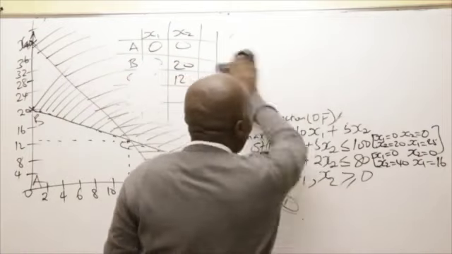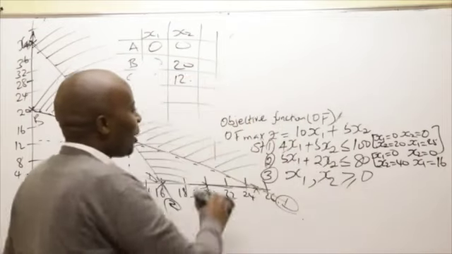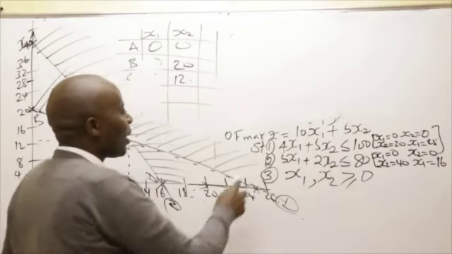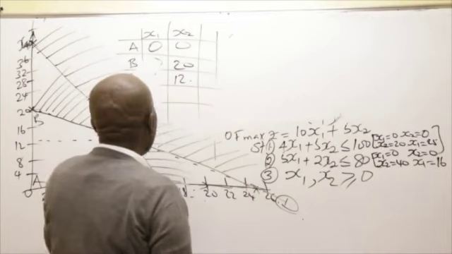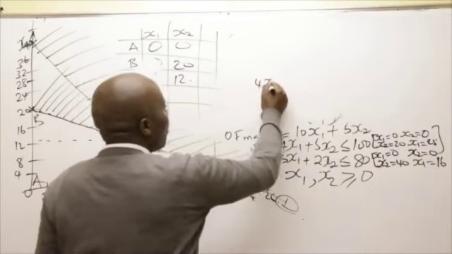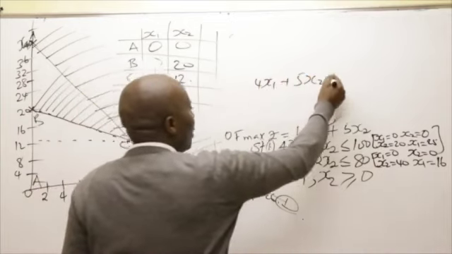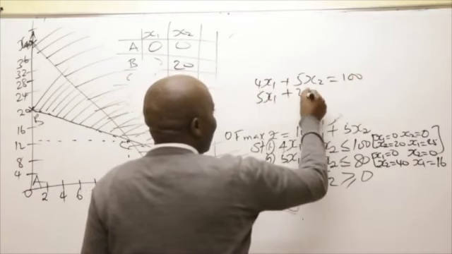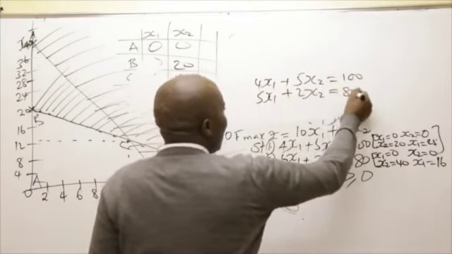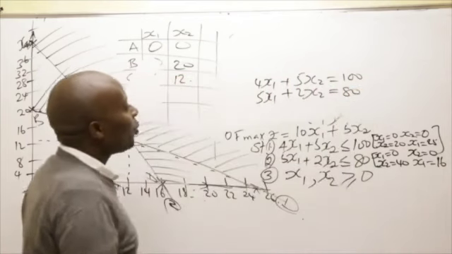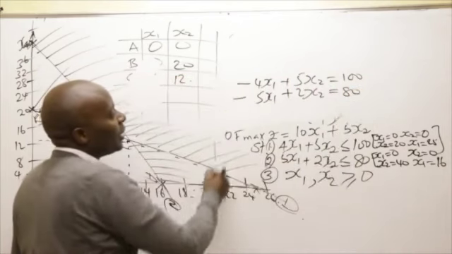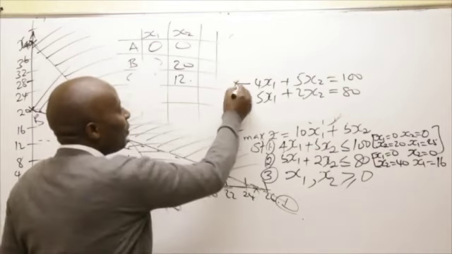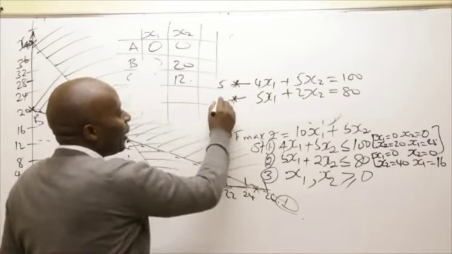Unfortunately, I also don't have my calculator today, so we have to go the longer way for us to be just so sure. The two equations which are meeting to make up C are 4x1 plus 5x2 equals 100, and then we have 5x1 plus 2x2 equals 80. So if I want to eliminate x1, ladies and gentlemen, I'll have to interchange the coefficients. Come and multiply this with 5, come and multiply this with 4.